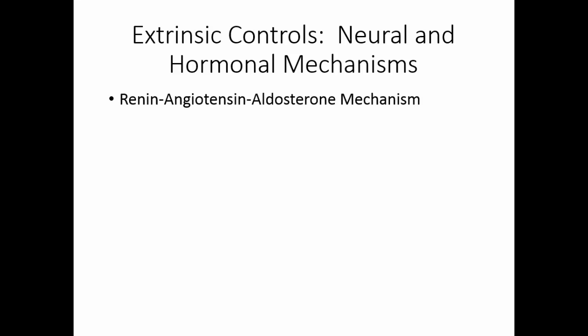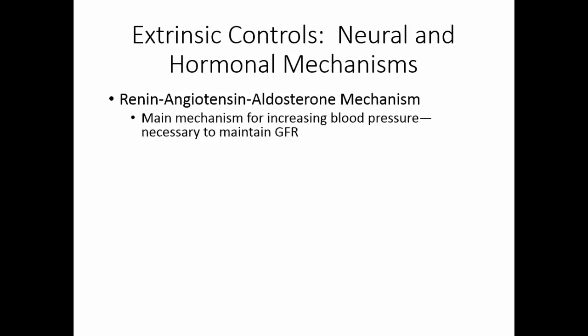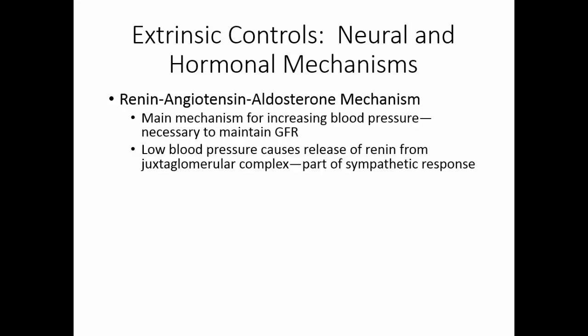On the hormonal side, we're using the renin-angiotensin-aldosterone mechanism. This is the main mechanism for increasing blood pressure. It's necessary to maintain the glomerular filtration rate. When we have a low blood pressure, we have release of renin from the juxtaglomerular complex. This is actually part of the sympathetic response. The sympathetic neurons will cause this release of renin. You'll remember that renin will activate angiotensinogen in the blood to angiotensin 1, which will be activated to angiotensin 2.